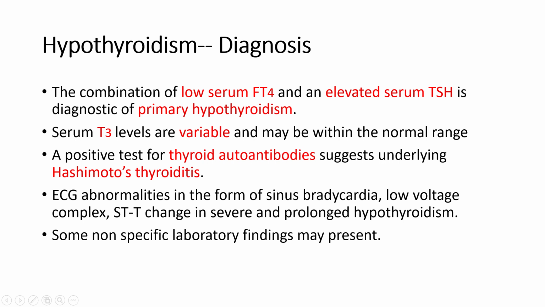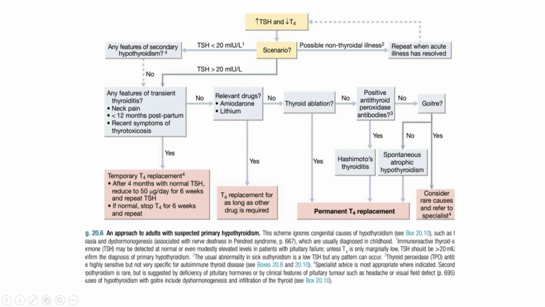So, how to diagnose hypothyroidism? The combination of low serum free T4 and elevated serum TSH is diagnostic of primary hypothyroidism. Serum T3 levels are variable and may be within the normal range. A positive test for thyroid autoantibodies suggests underlying Hashimoto's thyroiditis. ECG abnormalities in the form of sinus bradycardia, low voltage complex, and T wave changes may be seen in severe and prolonged hypothyroidism. Some non-specific laboratory findings may be present. This is a picture showing an approach to adults with suspected primary hypothyroidism.